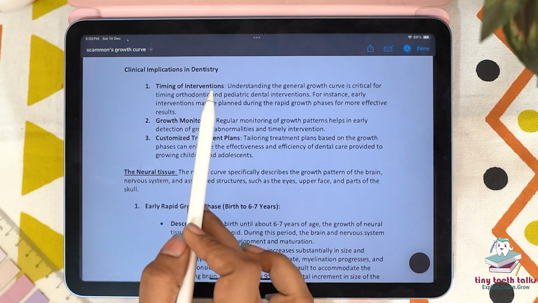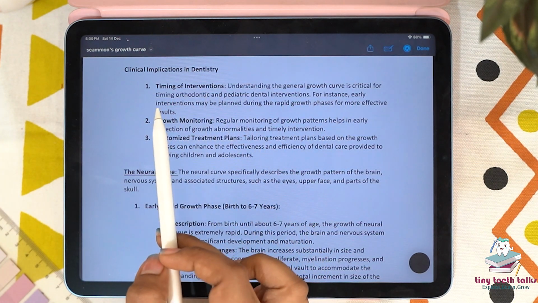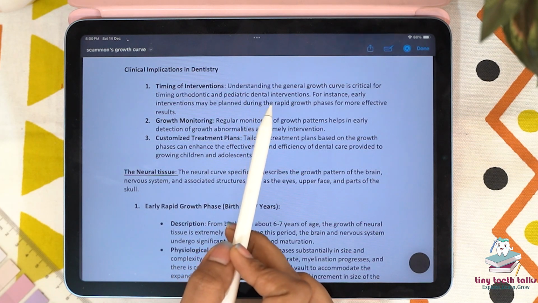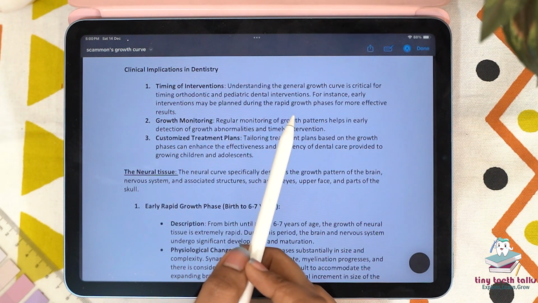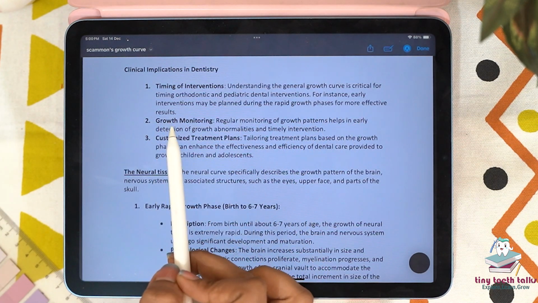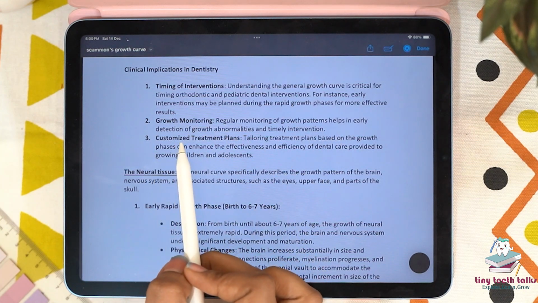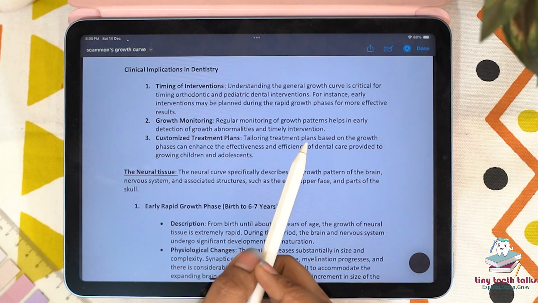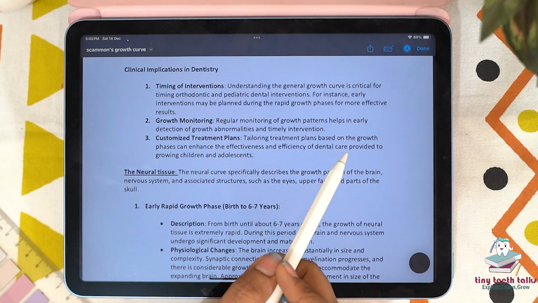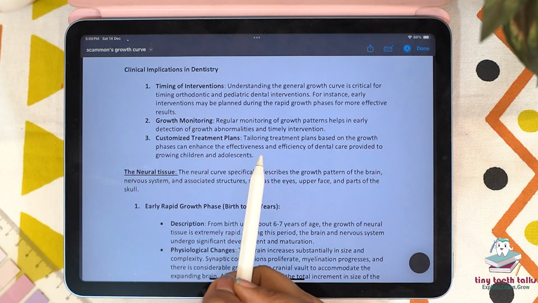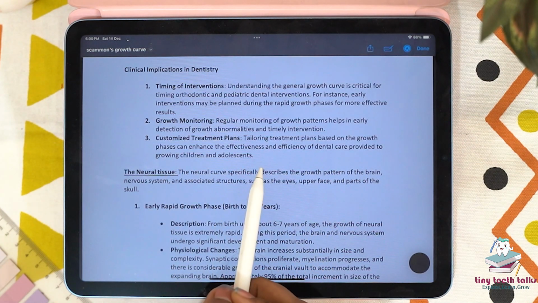Clinical implications in dentistry. Timing of interventions. Understanding the general growth curve is critical for timing orthodontic and pediatric dental interventions. For instance, early interventions may be planned during the rapid growth phases for more efficient results. Growth monitoring. Regular monitoring of growth patterns helps in early detection of growth abnormalities and timely interventions. Customized treatment plans. Tailoring treatment plans based on the growth phases can enhance the effectiveness and efficiency of dental care provided to growing children and adolescents.